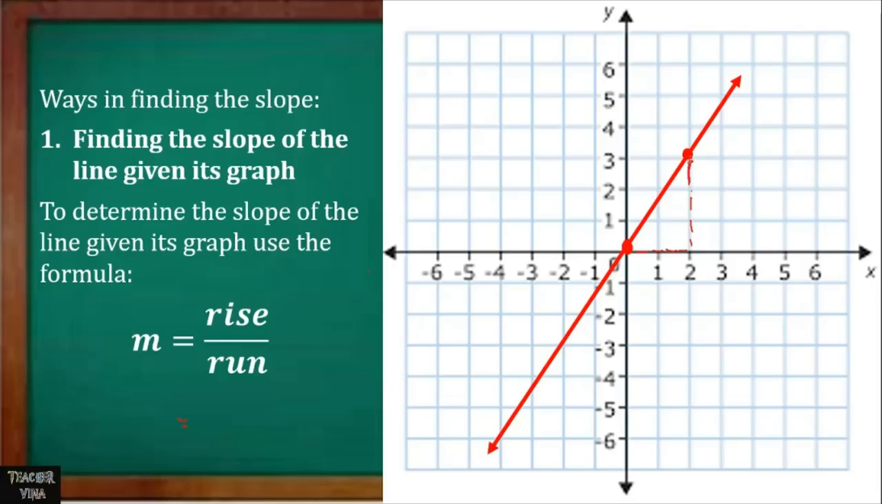And then, sa rise, bibilangin lang natin yung distance vertically. So, 1, 2, 3. Therefore, our rise here, the numerator, is 3. And then for the denominator, magka-count lang tayo horizontally. So, 1, 2. So, our slope is 3 over 2. And, again, don't forget the sign. So, since this is uphill, therefore, our slope is positive. So, therefore, m is equal to 3 over 2.